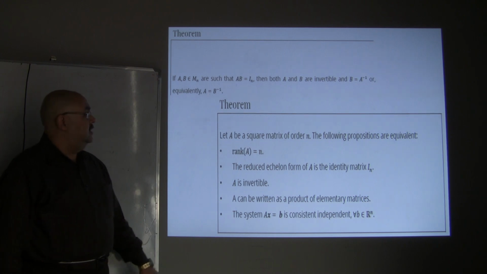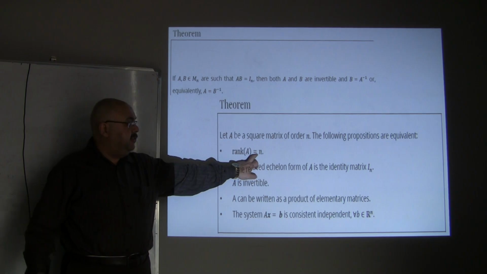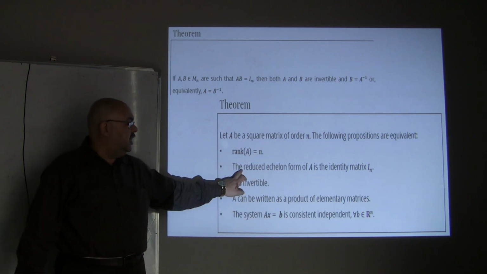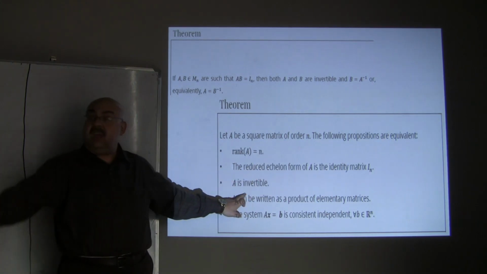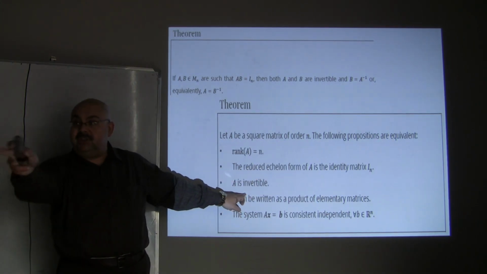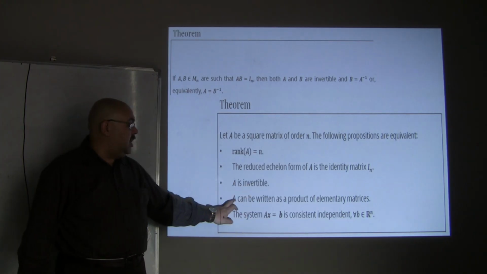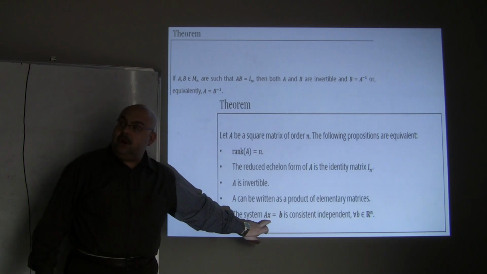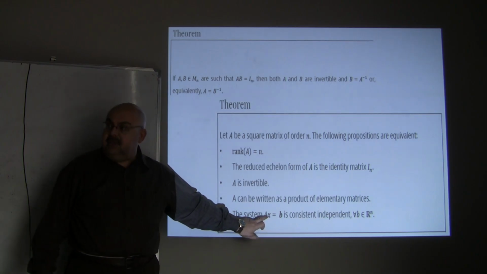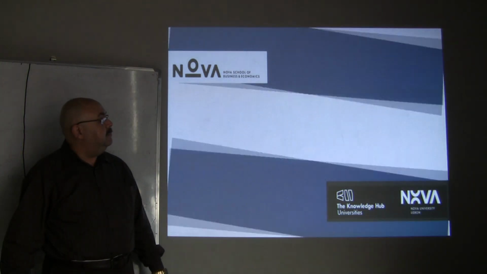On this slide, those are equivalent. The rank of A is equal to n for a square matrix. It's exactly like the reduced echelon form will reach a unique matrix. It's exactly like having a unique solution in a system of equations, if you remember. A is invertible. A can be written as a product of elementary matrices. As I told you, it will give you a consistent independent system, which means a unique solution. So all these propositions are the same.